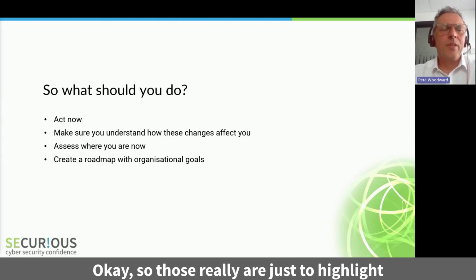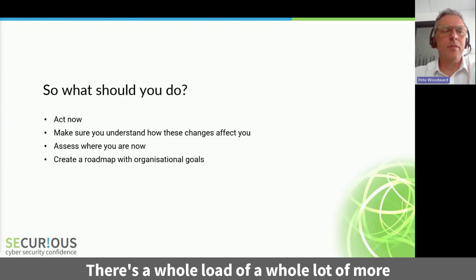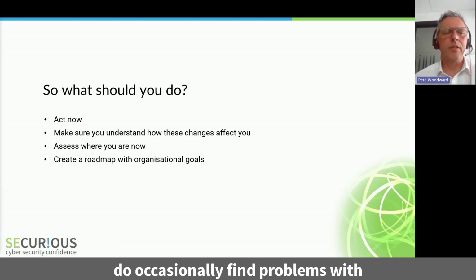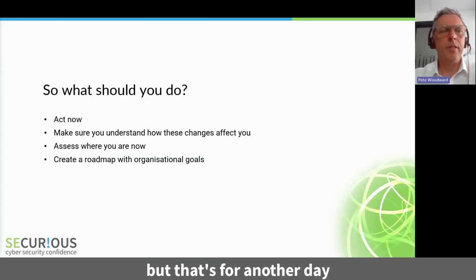Okay, so those really are just a highlight of some of the things we've seen. There's a whole lot more controls and requirements that we do occasionally find problems with, but that's for another day. But what should you do now?